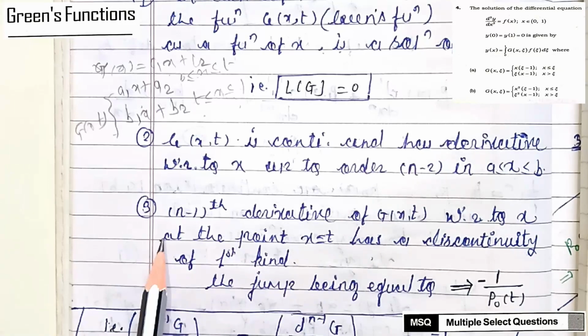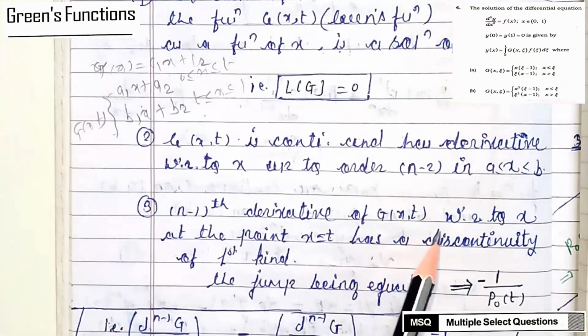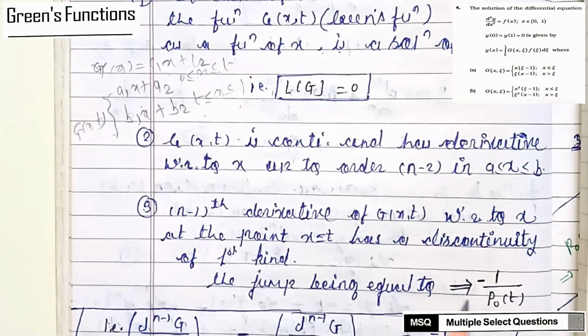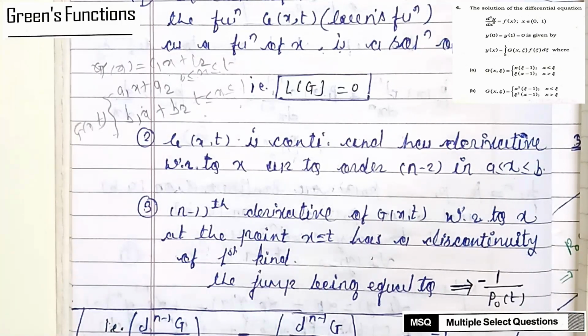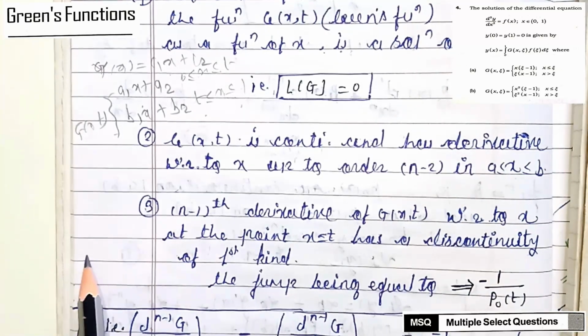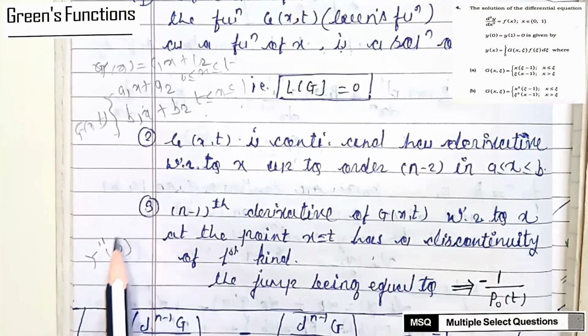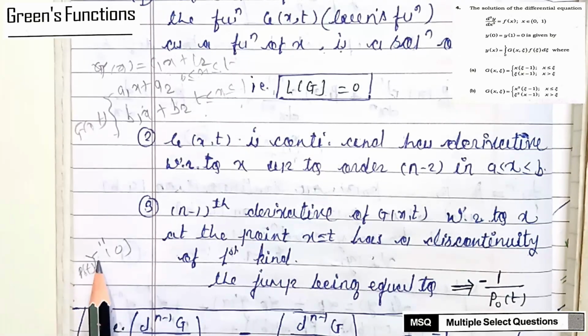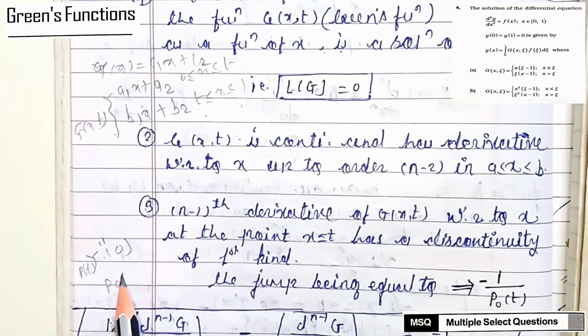Now the third condition says that the n minus 1 th derivative of g of x, t with respect to x at the point x equal to t has a discontinuity of the first kind, the jump being equal to minus 1 upon p naught of t. Here p naught of t is the coefficient of the nth derivative of our boundary value problem. As we have the boundary value problem y double dash equal to 0, p naught of t is the coefficient of y double dash, so here p naught of t we will get as 1.